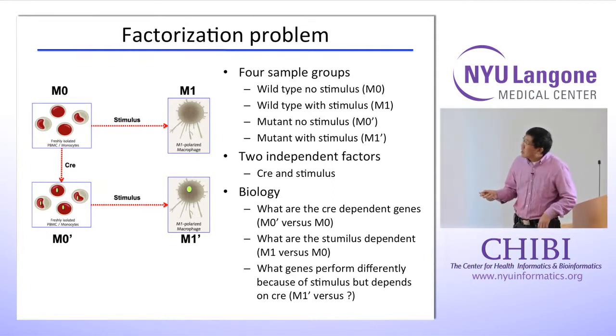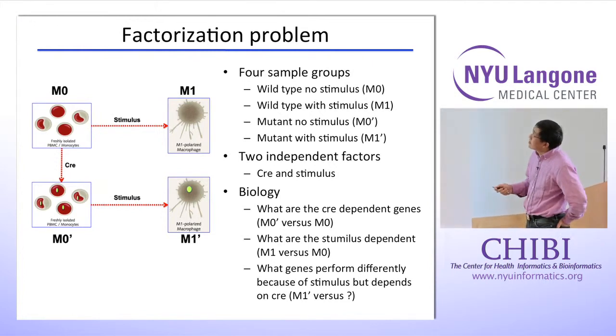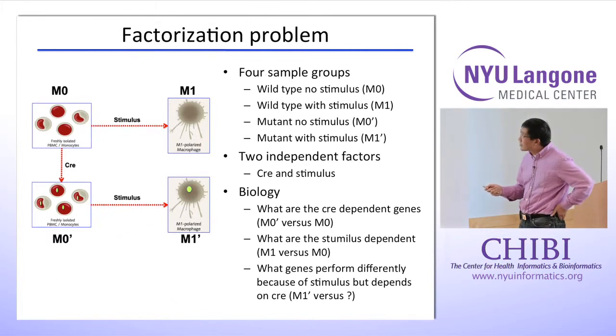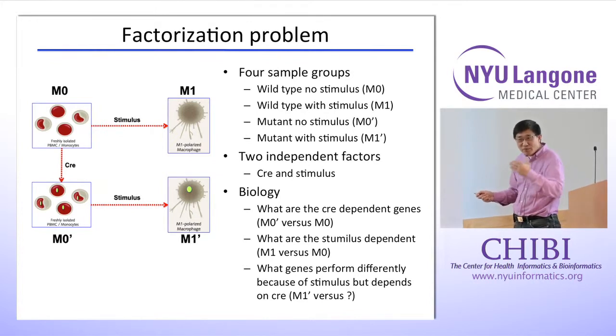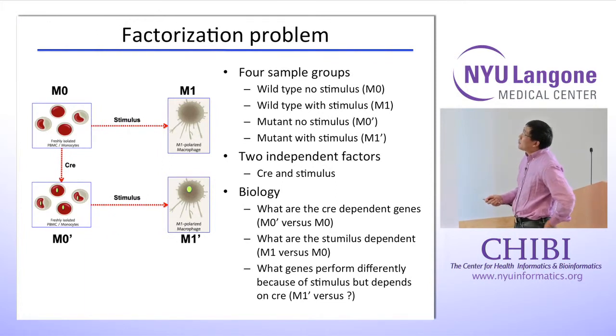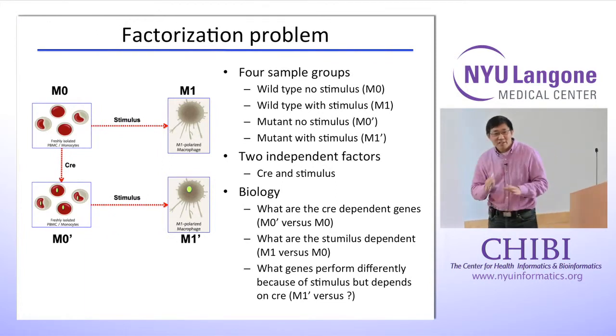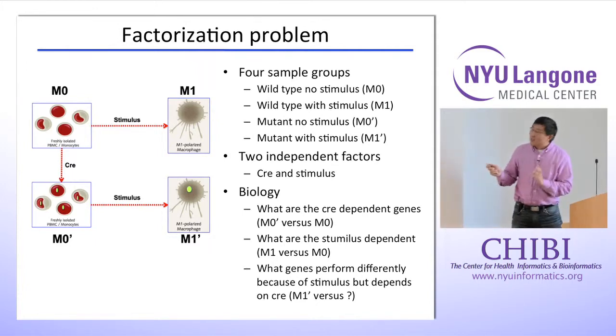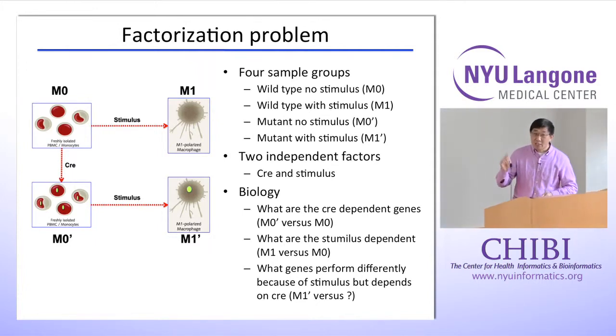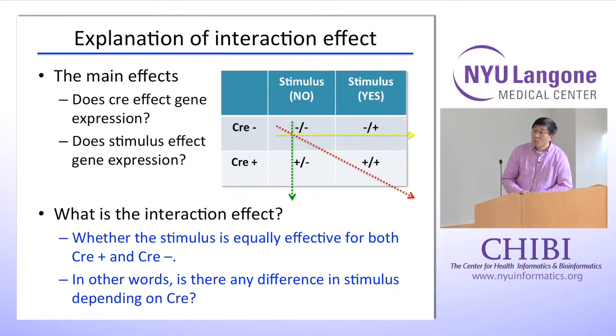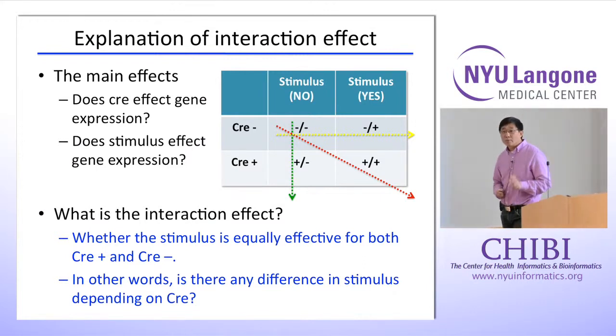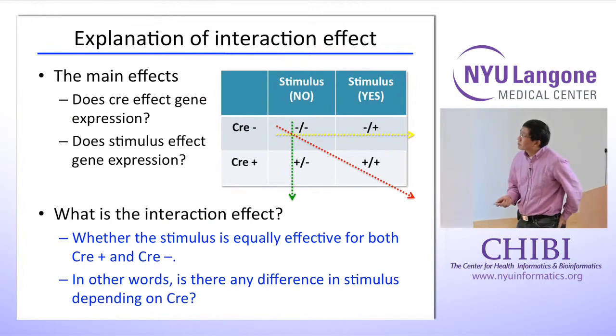So here, the biological question is: what are those knockout-dependent genes? That's the question we are asking. And what are those stimulus-dependent genes? What are the genes that really just respond to the stimulation? And what genes perform differently in response to the stimulus, depending on the knockout? That's a hard term to understand. What do we call that term? The interaction term.